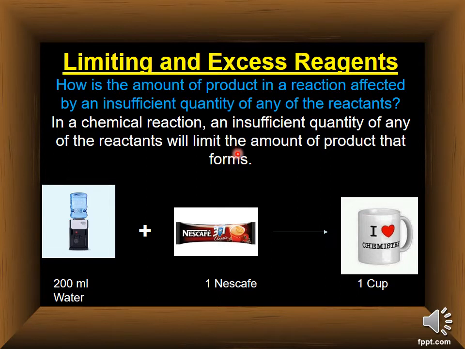Another general example I'm giving you here. You can see water, Nescafe, and a cup, and this cup says I love chemistry, and you have to love chemistry to understand chemistry. So let's start now. With 200 milliliter water, you need 1 pouch of Nescafe to prepare a cup of coffee. Now this is your chemical equation. You can see that Nescafe and 200 ml water give you 1 cup of coffee. Remember this.